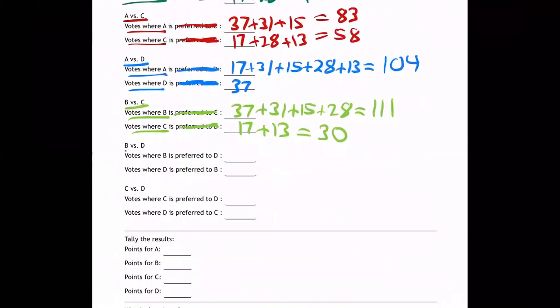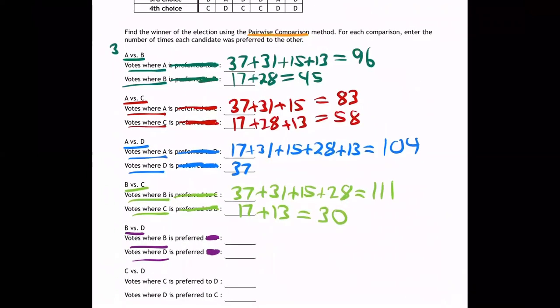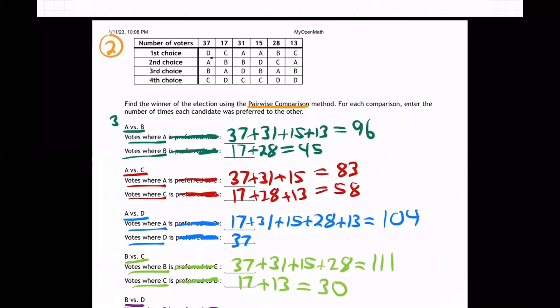So B and D. If I'm doing B and D, I'm going to drop out A and C. So get rid of A and C. Like that. All right. These 37, they like D.